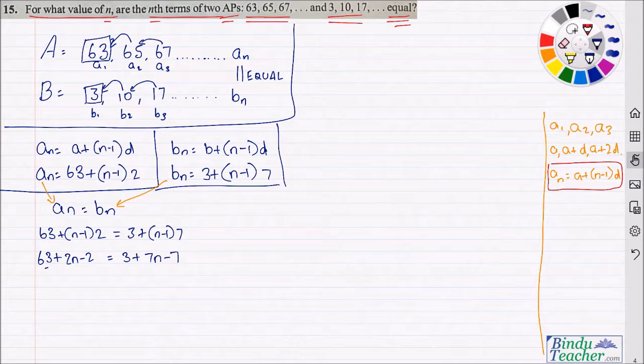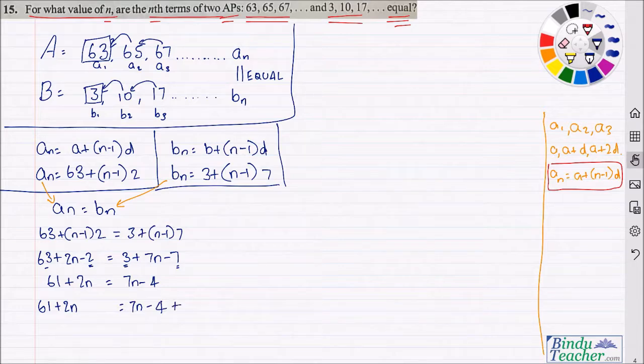So we have 63 minus 2, which will give me 61 plus 2n, equals, we have plus 3 and minus 7, which will give me 7n minus 4. Now let's balance this equation. I will write 61 plus 2n equals 7n minus 4.